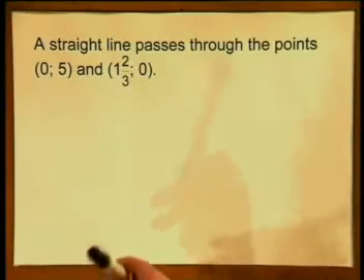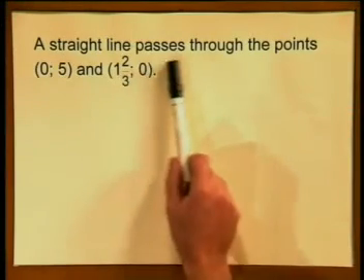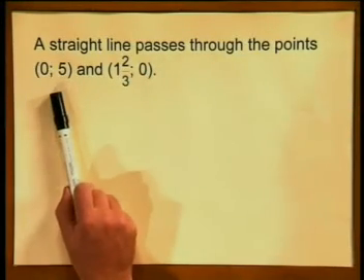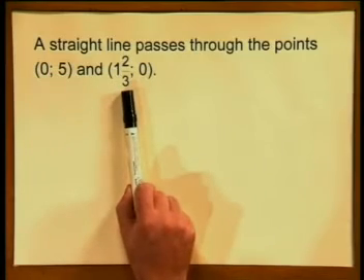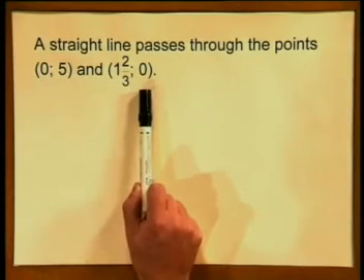In lesson 3, we found the formulae and graphs of linear functions when we were given 1 point on the line. We used the gradient to find a second point. In this lesson, we are given the coordinates of 2 points. A straight line passes through the points (0, 5) and (1 2/3, 0).